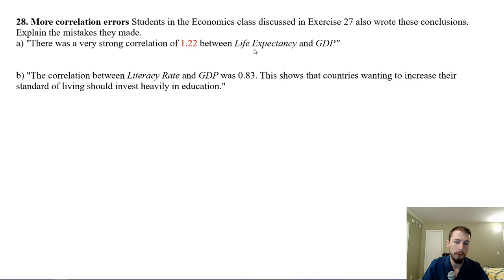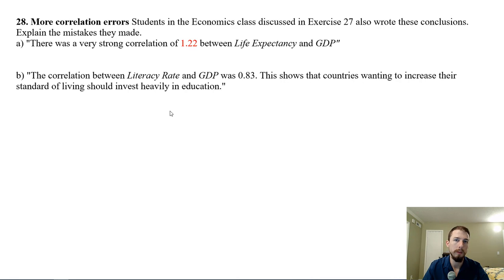There's nothing wrong with life expectancy and GDP because both of these are quantitative data, so there's no problems there. The correlation between literacy rate and GDP, again, both of these are quantitative. A rate and a GDP both have units, so we're fine. It was 0.83. This shows that countries wanting to increase their standard of living, which would be like GDP, should invest heavily in education, which would be like literacy rate.